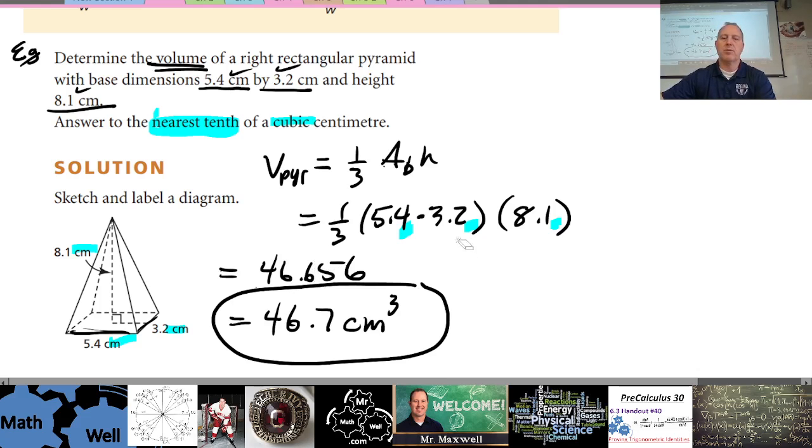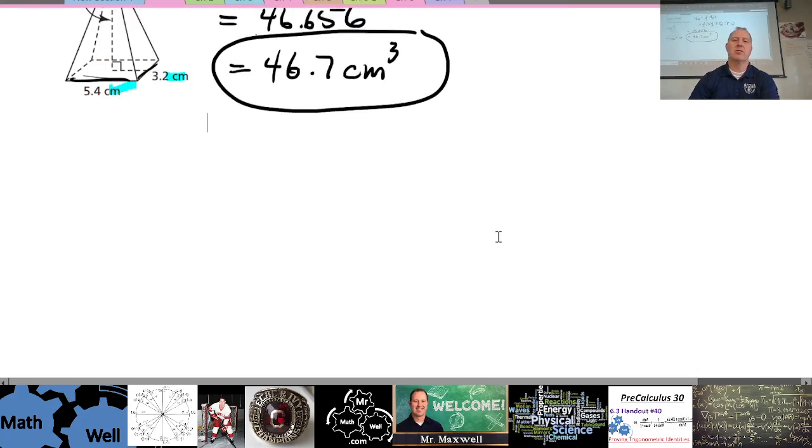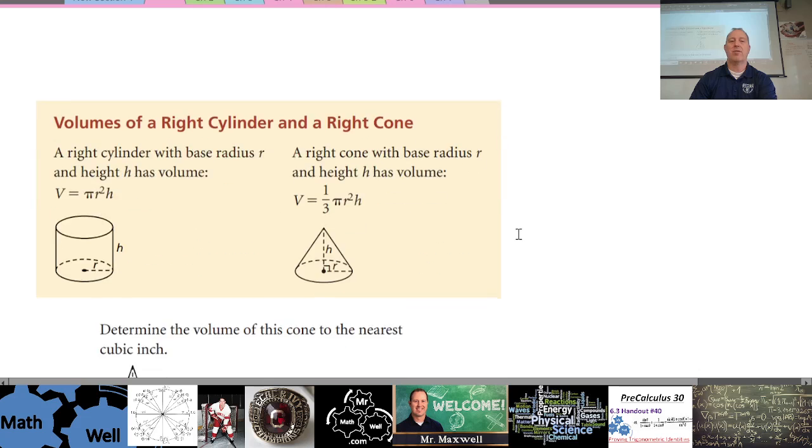Okay, any other questions about this? Easy? Okay, just remember pyramid volume is the same as a prism volume, but you have to divide by 3.